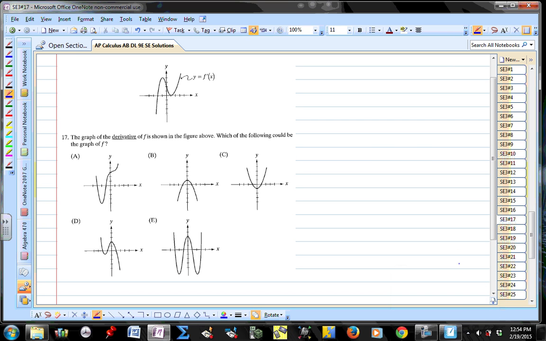In problem number 17, we're given a graph of y equals f prime, and we're asked to see which of the listed graphs could be the graph of f, the original function. So let's take a look at this graph of y equals f prime of x.